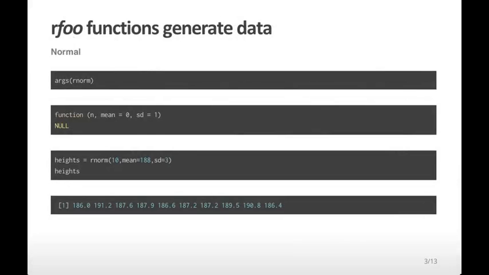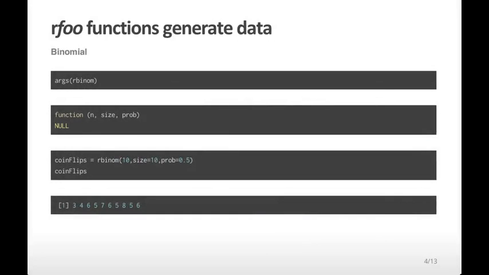So here I say R foo, where foo represents the letters for a particular distribution that you care about. If you look at the arguments of rnorm, there are three arguments: n, a mean argument, and a standard deviation argument. n is the number of variables that you'd like to have produced, and these are the parameters of the distribution. So if you want to generate 10 heights with a mean of 188 and a standard deviation of 3, you would use this command. If you type heights, you will see 10 randomly generated heights.